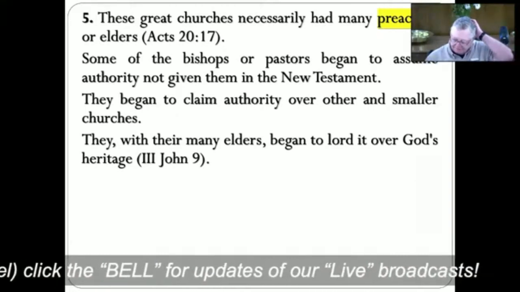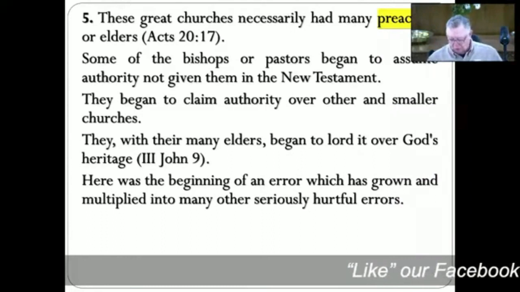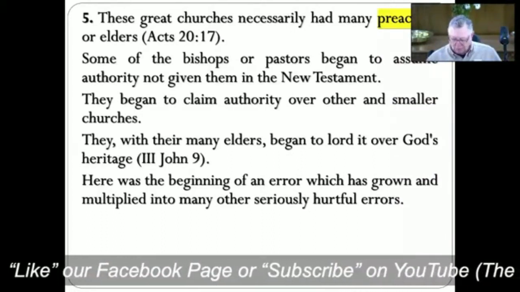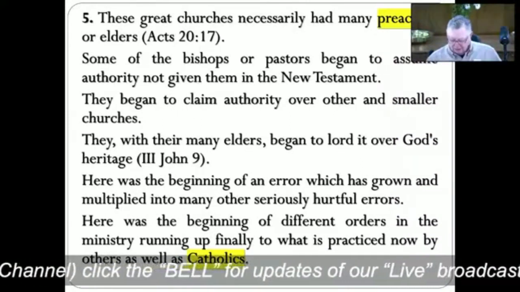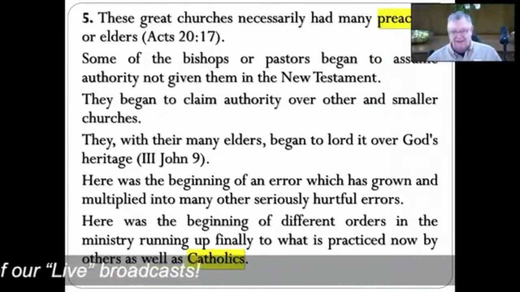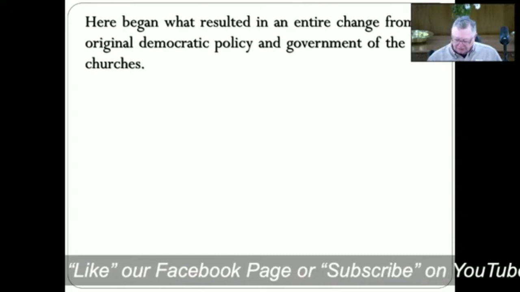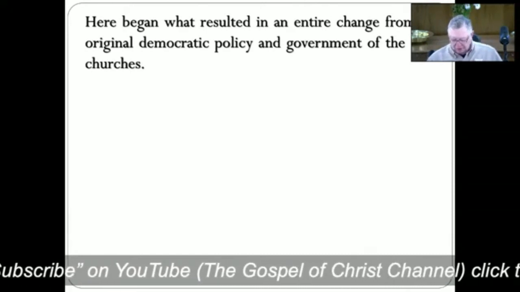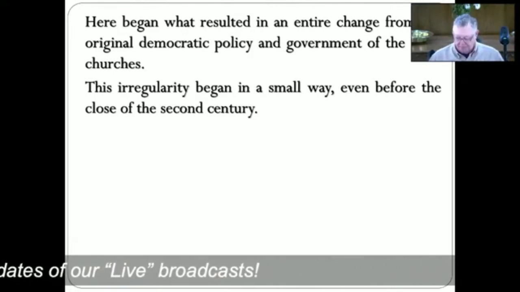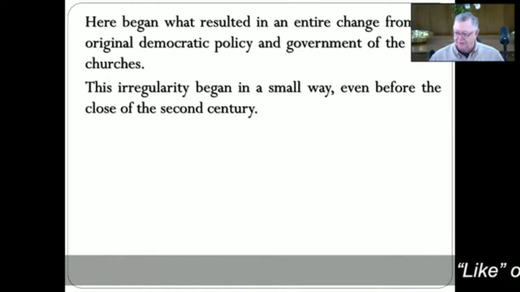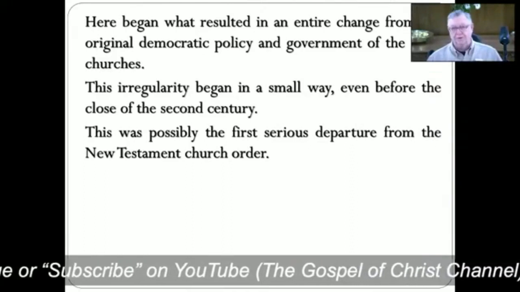3 John verse 9. So here was the beginning of an error which has grown and multiplied into many other seriously hurtful errors. Here was the beginning of different orders in the ministry, running up finally to what is practiced now by others as well as Catholics. Here began what resulted in an entire change from the original democratic policy and government of the early churches. This irregularity began in a small way, even before the close of the 2nd century. This is possibly the first serious departure from the New Testament church order.